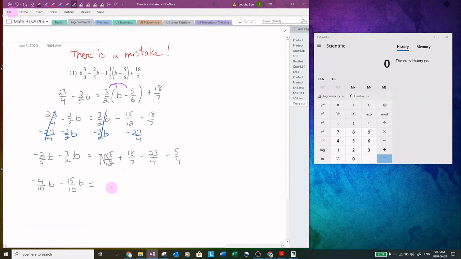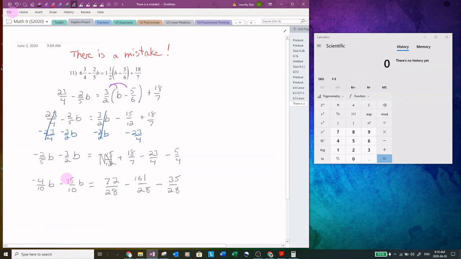And my common denominator here is going to be 28. So I've got something over 28 minus something else over 28 minus something else over 28. So times 4, 18 times 4 is 72. And 23 times 7 is 161. And 5 times 7 is 35.